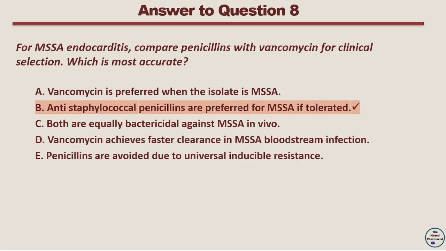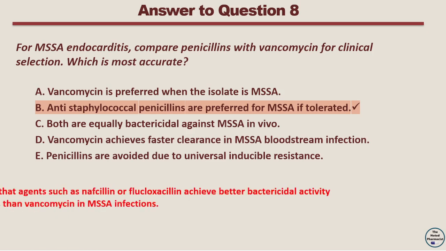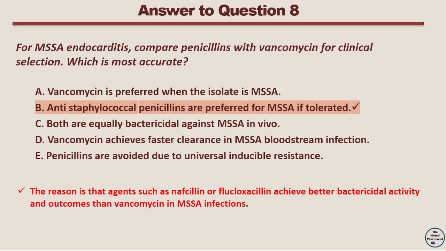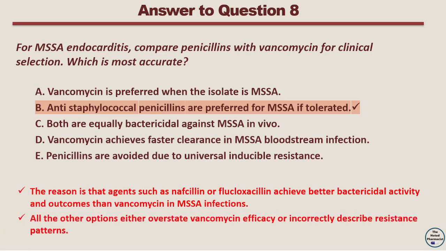The correct answer is option B. Antistaphylococcal penicillins are preferred for MSSA if tolerated. The reason is that agents such as nafcillin or flucloxacillin achieve better bactericidal activity and outcomes than vancomycin in MSSA infections. All the other options either overstate vancomycin efficacy or incorrectly describe resistance patterns.